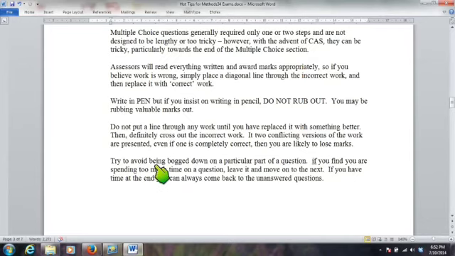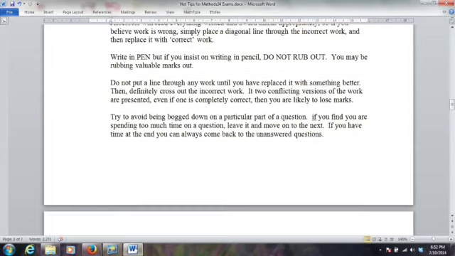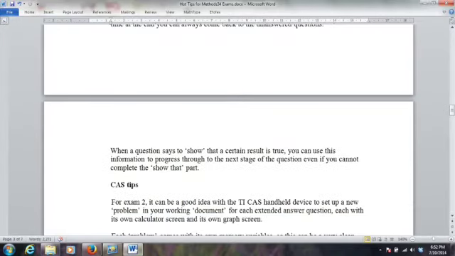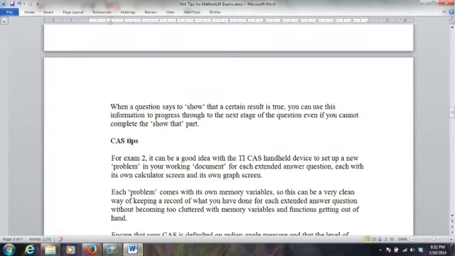Okay, try to avoid getting bogged down on any particular part of a question. Oh yes, that's so important. If you find you are spending too much time on a question, leave it. Put an asterisk near it and move on to the next one. If you have time at the end, you can always come back to the unanswered questions. Yes, guys? Okay. When a question says to show that something or other, then you can use this information to progress through to the next stage of the question, even if you cannot complete the show that part.